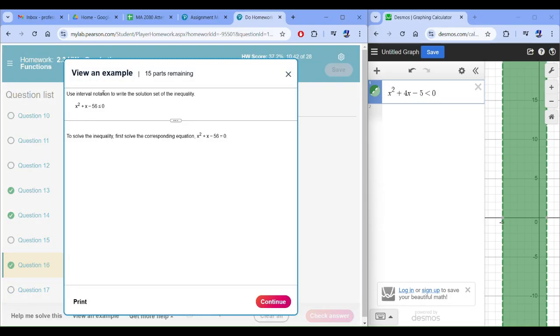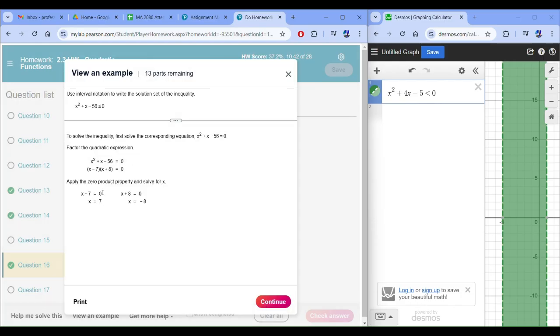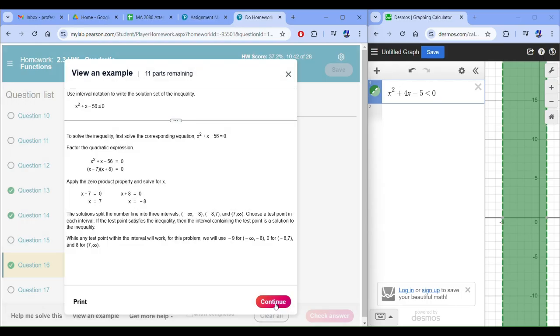Let's go to the view an example. First, what you would do is you would solve it as an inequality, not a fraction, factoring it. So x squared plus x minus 56 is going to be 7 and 8, I'm sorry. So then you get x minus 7, x plus 8, and then you would set each of these equal to 0, or less than or equal to, right? I usually set it equal to 0 because I'm going to put it on a number line so that I know that it's going to be the intervals between -8 and 7.